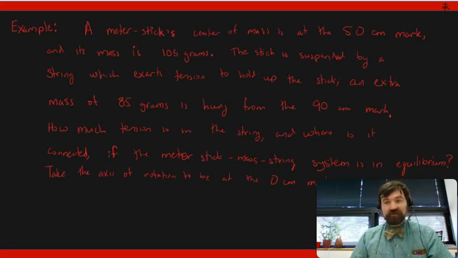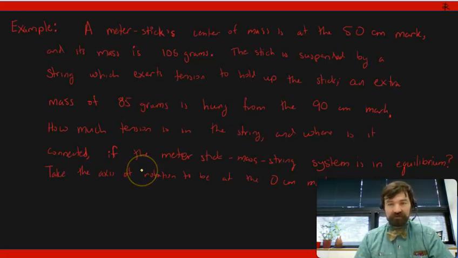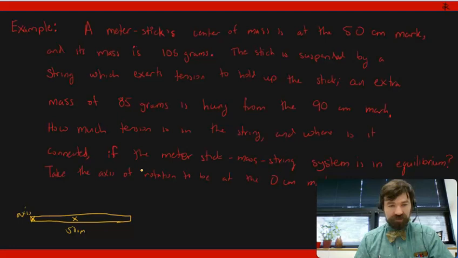So before we stop for the day, let's do a quick example of finding, let's say, a force and a placement using these conditions for equilibrium. So we have this meter stick, and it's going to be suspended using a string. The axis of rotation will be taken as one end of the meter stick. So this is my axis. This is 50 centimeters from the axis and is the center of mass. The string is presumably placed over here somewhere, but we don't know exactly where.